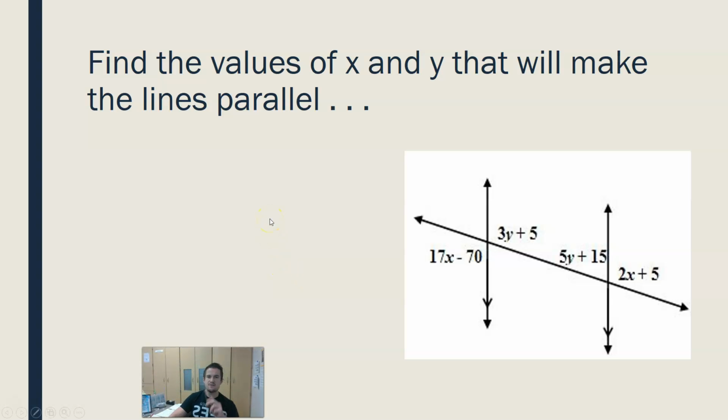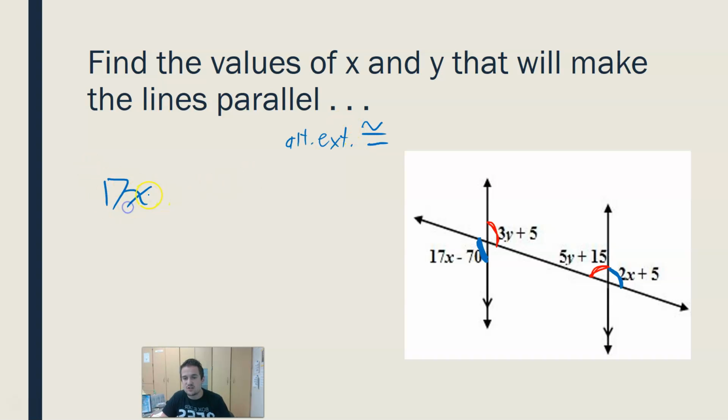So again, it says find the values of x and y that will make the lines parallel. So I have y's here. These angles right here have y's in them. And then let me switch colors. These angles over here have x's in them. So I'm going to set both of these equations up. So let's look at my x's, the equations that have x's in them. Well, what do I call these angles? The blue ones, those are alternate exterior angles. And alternate exterior angles, if these are parallel lines, need to be congruent.